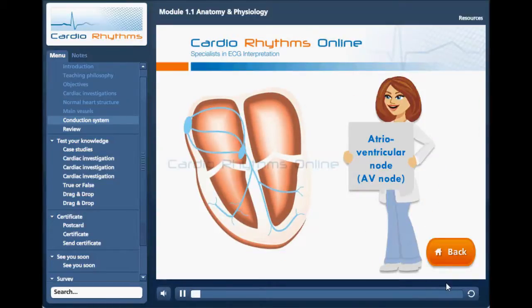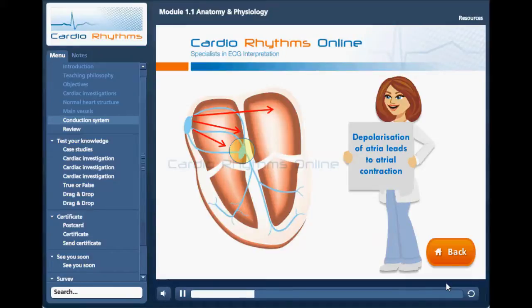After leaving the SA node, the impulse is transmitted via various pathways through the atria and to the Atrioventricular Node, or AV node for short. Electrical activation of the atrial muscle cells, also known as depolarization, leads to atrial contraction. The AV node is very special because normally it's the only gateway between the atria and ventricles. There are exceptions to this rule, but this is something we'll be looking at in other modules.